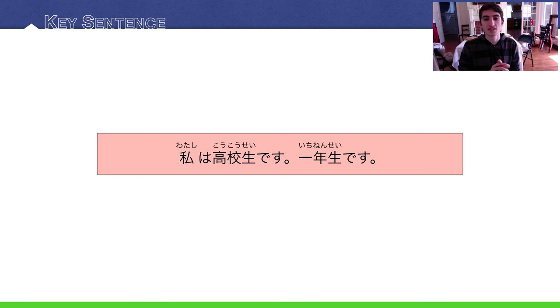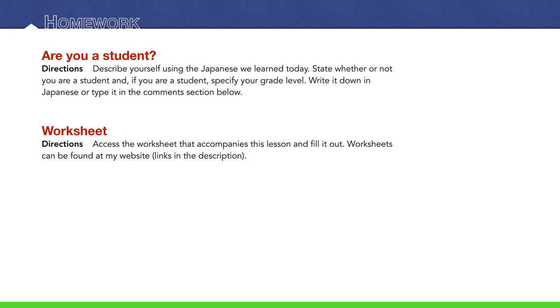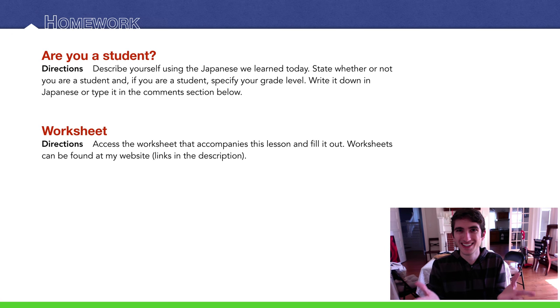Okay. And we come back to our key sentence. 私は高校生です。1年生です。And you should know now that this means I am a high school student. What year? First year student. Okay. Now for the homework. Are you a student? If you are, describe yourself using the Japanese we just learned today. State whether you are a student or not. I'm not a student anymore, so I would say 学生じゃありません. And then specify, if you are, your grade, what level, what year you are. Write it down in Japanese or type it in the comments.